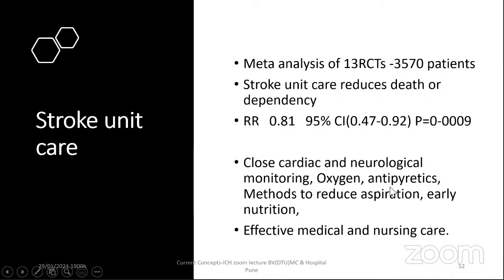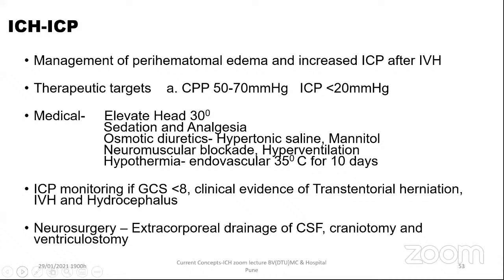So here close cardiac and neurological monitoring can be done, oxygen can be administered, antipyretics, methods to reduce aspiration, early nutrition, glucose control, blood glucose. So effective medical and nursing care. The stroke unit has really helped in making the patients recover fast.